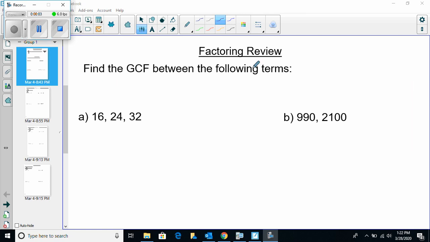Okay, so today we will talk about factoring. So the focus of today's lesson is to solve quadratic equations using factoring. But before we move to the topic that the course is covering, solving quadratic equations using factoring, I wanted to do a short review on factoring.